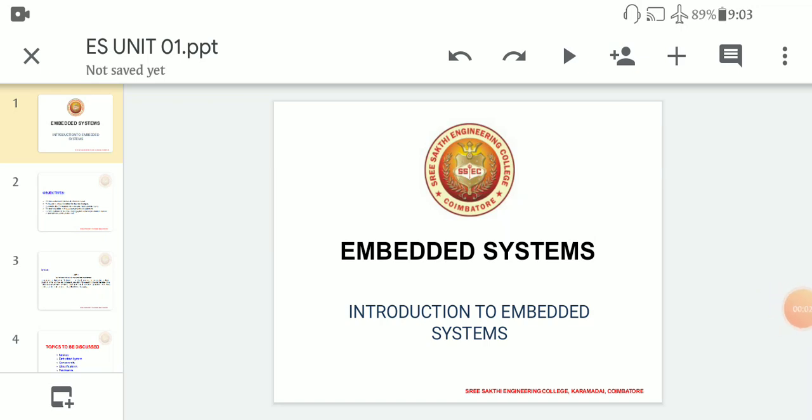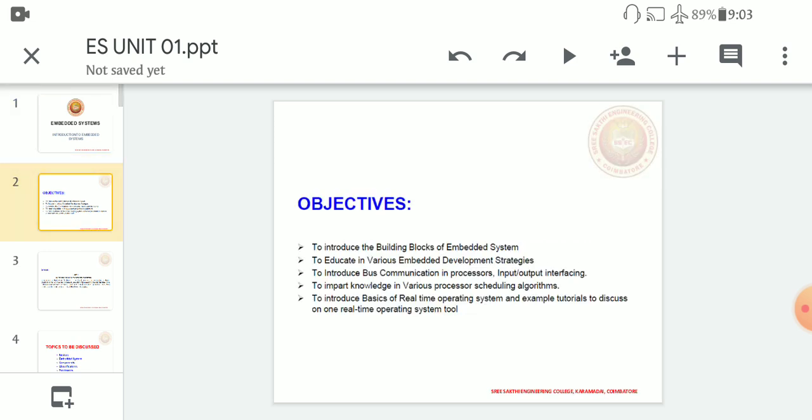Hi everyone, welcome to the session Embedded Systems, and today we deal with Introduction to Embedded Systems. So before getting into that, we can come across what the objectives of this session are. We are going to see what the basic building blocks involved in an embedded system are, what the various stages of an embedded system are, and how the interfacing devices are introduced, and finally we'll end with the real-time applications.